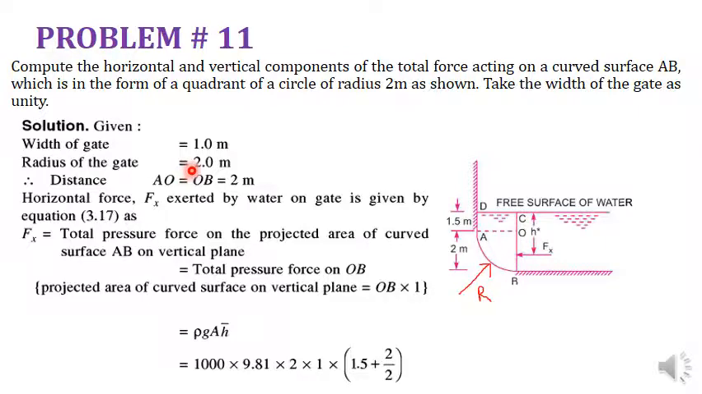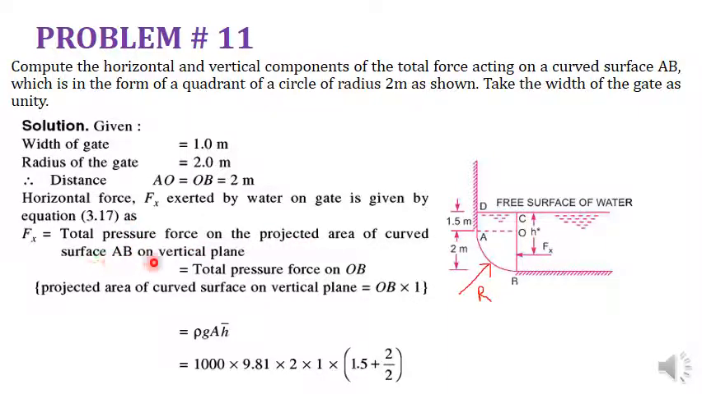First of all, we have to list the given data. The width of the gate is 1 meter, and the radius of the gate is 2 meter. This width of the gate is into the paper. So the width is 1 meter, meaning we do our calculations for the unit width of this curved gate. The radius is 2 meter, so the distances OB and OA are equal to the radius of this gate, that is 2 meters.